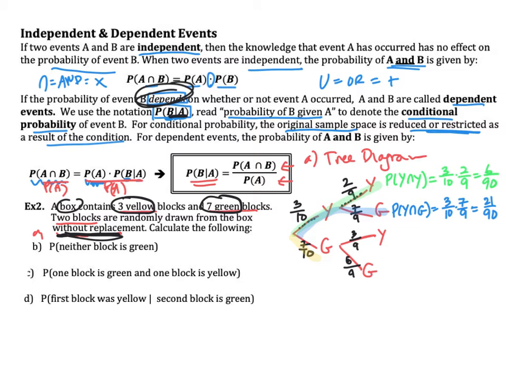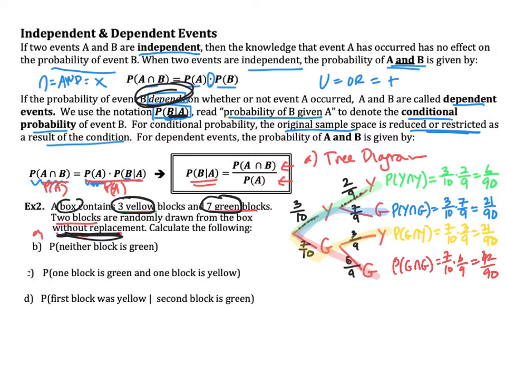What is the probability of getting a green first and then a yellow second? Well, that's 7/10 times 3/9, which is 21/90. And then finally my last one, what is the probability of getting a green and then a green? That's 7/10 times 6/9, which is 42/90.